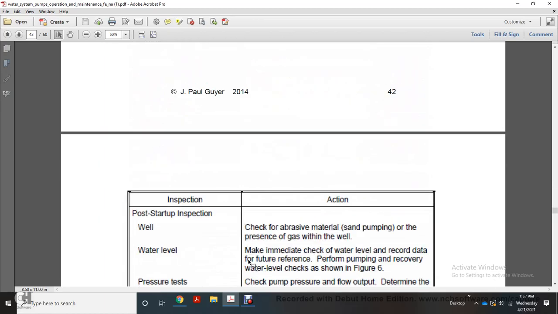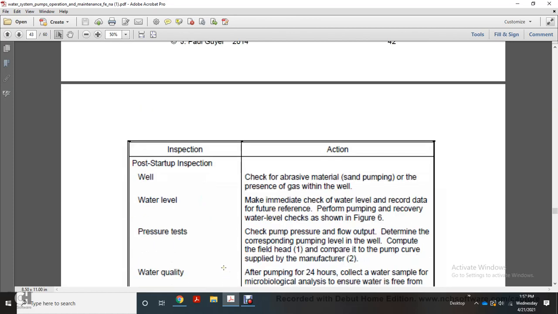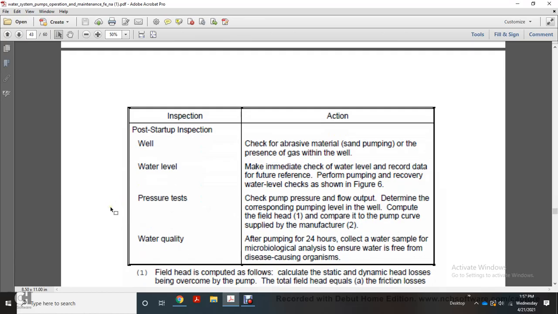Post startup inspection. Well: check for abrasive material, sand, pump pressure, and gas in the well. Water level: make an immediate check of the water level and record the data for future reference, and perform pumping and recovery water level checks, shown in Figure 6. Pressure test: check the pressure and flow output, determine the corresponding pumping level in the well, and compute the total head. Compare the pump with the supply curve from the manufacturer.